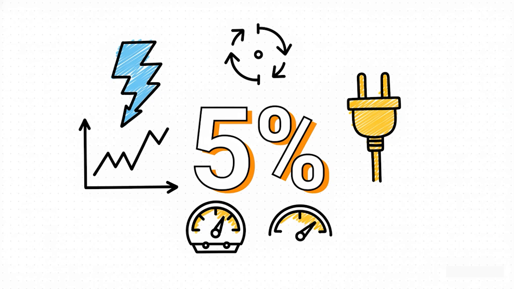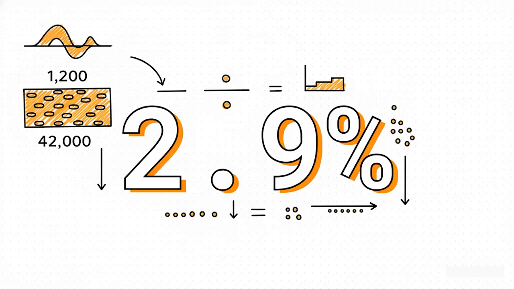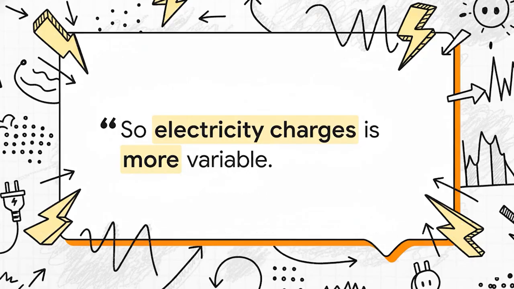Boom, 5%. Okay, now for the wages. We take that big, scary 1,200 standard deviation, but now we divide it by that huge average of 42,000, and the result is, wait for it, only 2.9%. Wow! And there you have it. That's the answer. Isn't that wild? Even though the raw number for the spread was way smaller, the electricity charges are actually more variable in a relative sense. Our first impression, our gut feeling, totally, completely wrong.